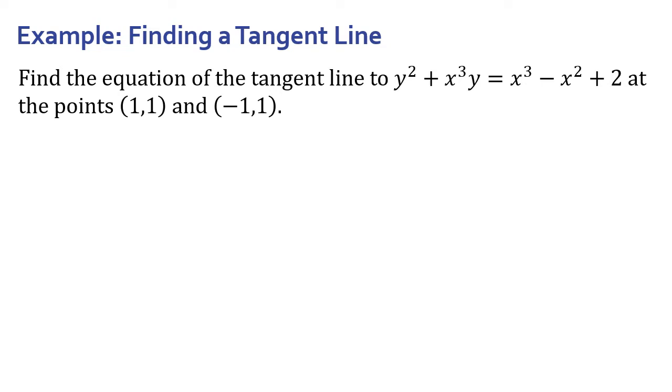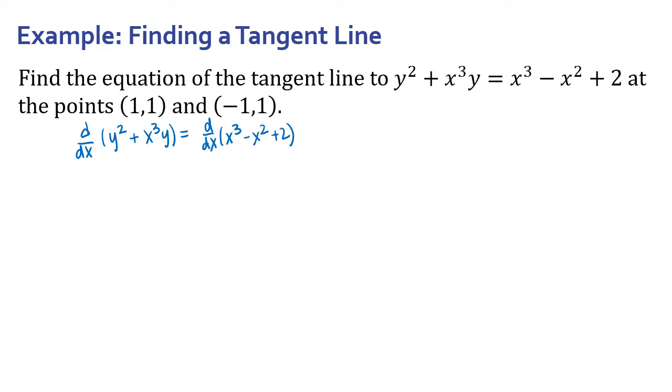By taking the derivative. So in this case, we can see we have an implicit equation. So let's go through those steps. The first thing we'll do is take the derivative with respect to x of both sides. So derivative with respect to x of y squared plus x cubed y equals the derivative with respect to x of x cubed minus x squared plus 2.